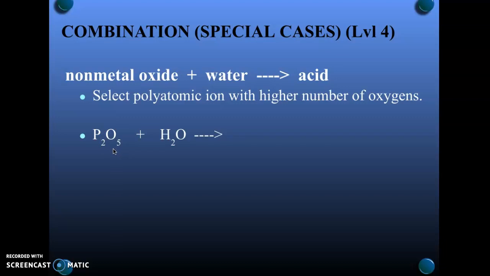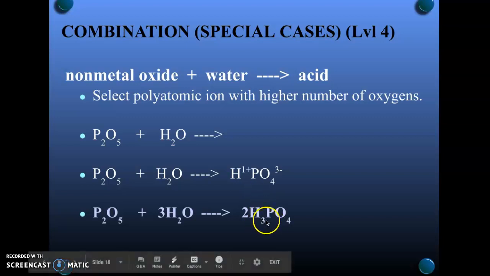Phosphate is PO4, -3. Phosphite is PO3, -3. So you want to pick the polyatomic ion that has more oxygen. In this case, you want to pick phosphate. You always want to pick the -ate, which has one more oxygen. Then of course you look at the charges. Phosphate has a -3 charge, hydrogen is +1, so you would need 3 hydrogens to balance out the ionic charge, and then of course you have to balance it.